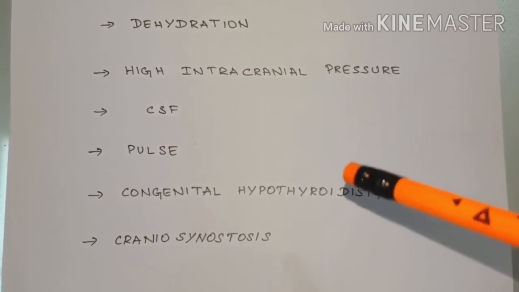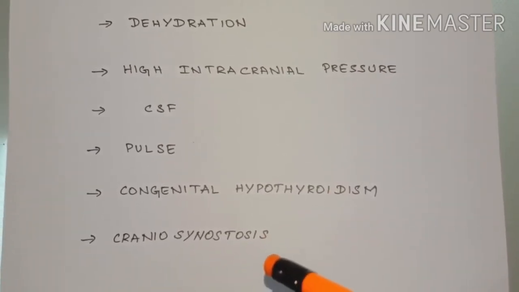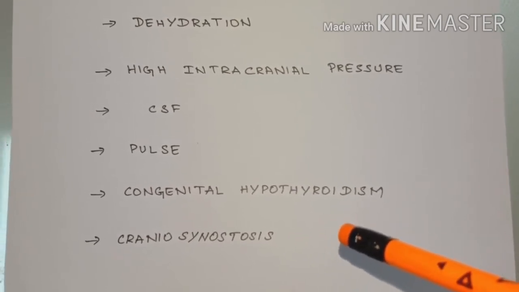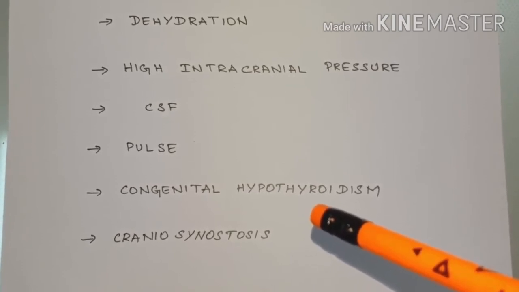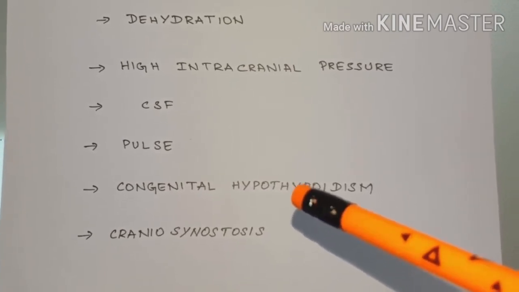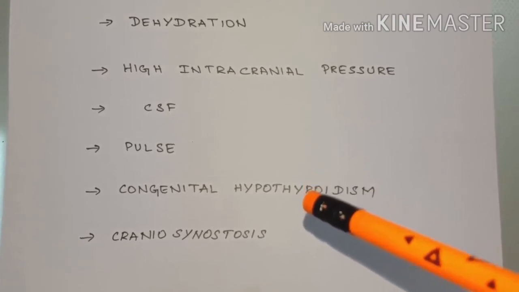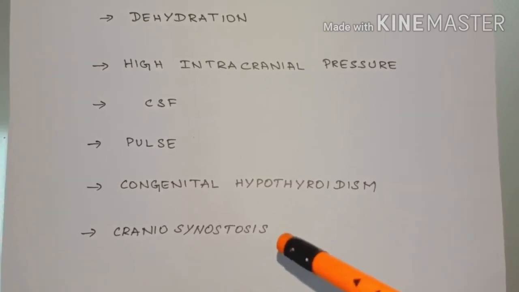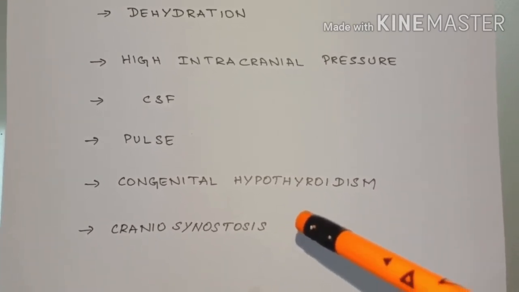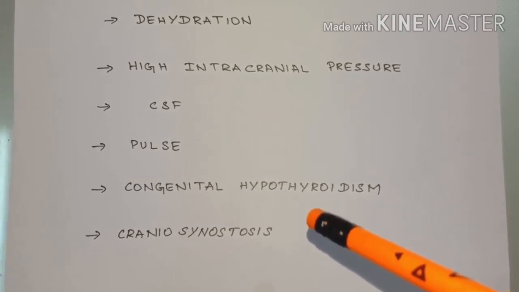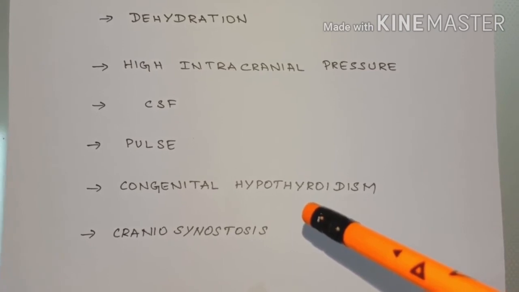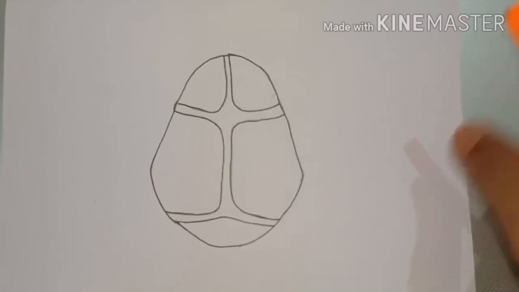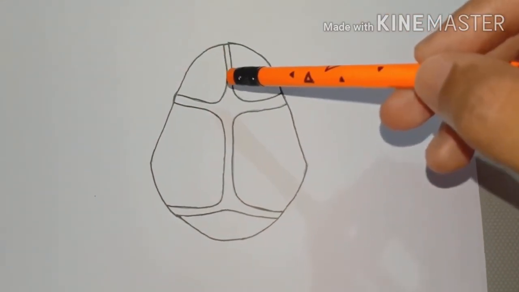This condition is called craniosynostosis. Craniosynostosis results in abnormal brain and skull growth, so the baby may have low IQ and low behavioral performance. Once again, I'm showing the anterior fontanelle diagram. This is the anterior fontanelle.